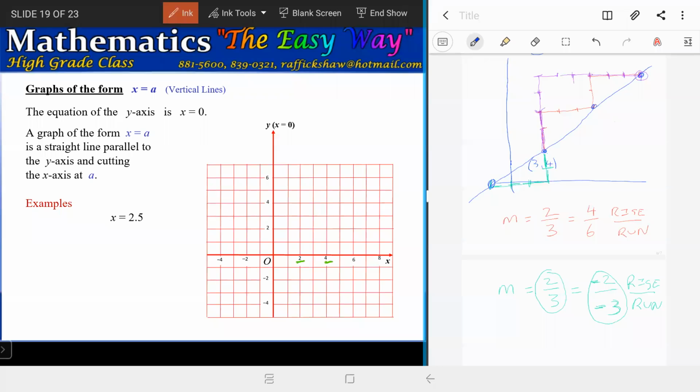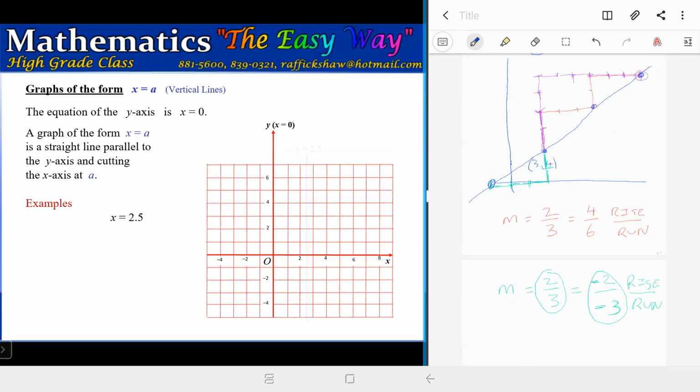And this is 4. Then right here must be 3. And therefore 2.5 must be right here, right? Between them. So therefore, the line x equals 2.5 is that line right here. Understand that? Let's do another one. x equals -3. So x equals -3 has to be that line right there. I can see it.